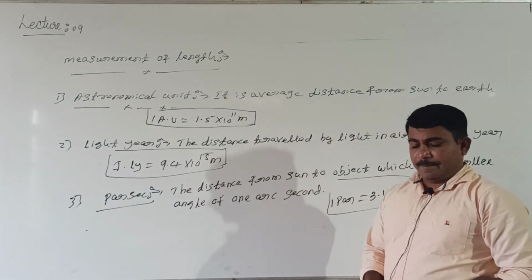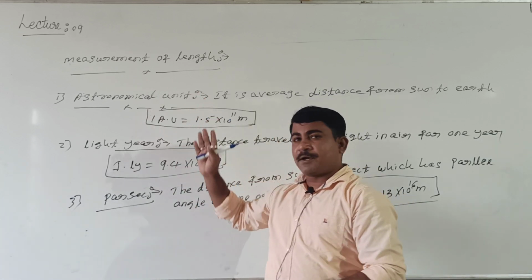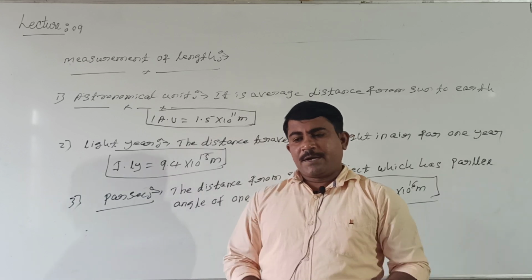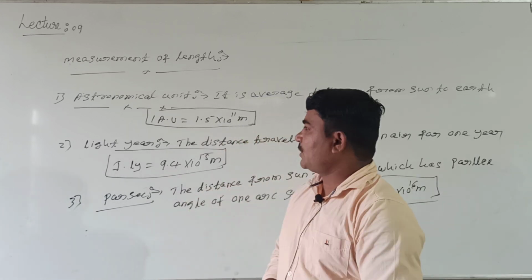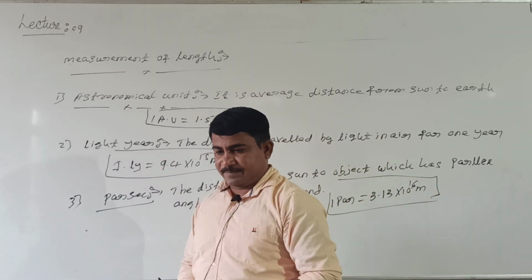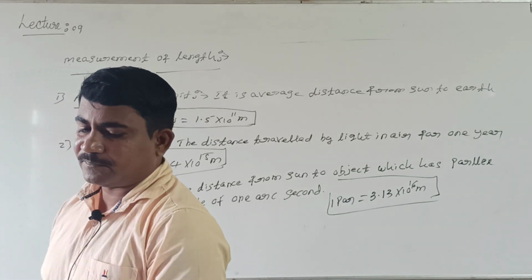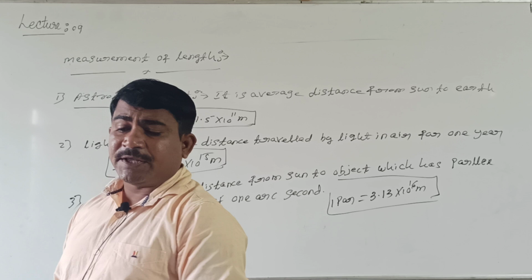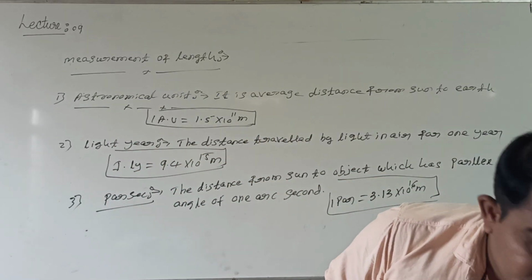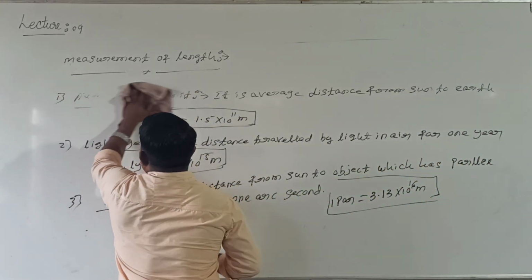Students, I said there are 3 larger units of length: the first is the astronomical unit, the second is the light year, and the third is the parsec. Now let us see the relations among the astronomical unit, light year and parsec, one by one. The relation among all 3 practical units. First, the relation between light year and astronomical unit.